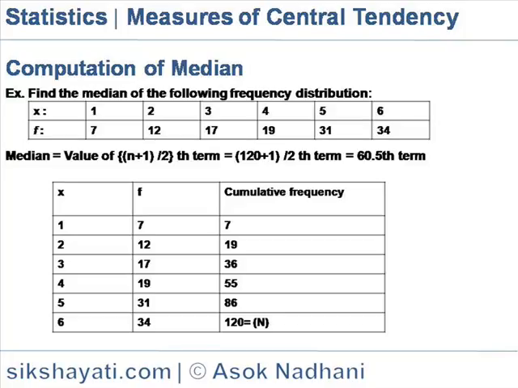So from the last column it is found that 60.5 is greater than the cumulative frequency 55, but less than the cumulative frequency 86, corresponding to x is equal to 5. All the 31 items from 56 to 86 have the same variate 5, and the 60.5th term item is also one of these 31 items. So the median is 5.